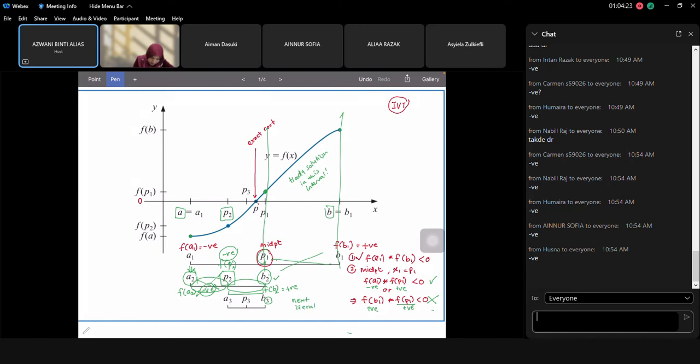Nanti saya akan tunjuk how to calculate. Kita akan buat dalam bentuk jadual lah, mudah. So P2 ni dah habis lah, sebab dalam B2 ni memang tak ada solution pun. So P2 akan jadi A3.